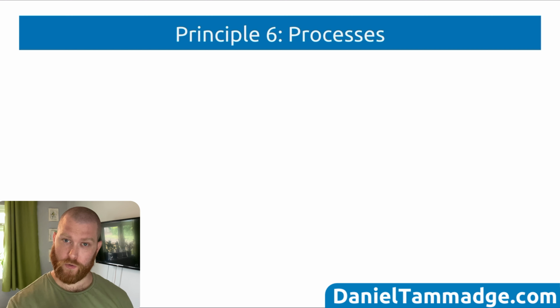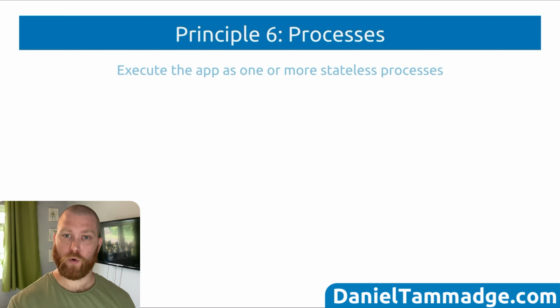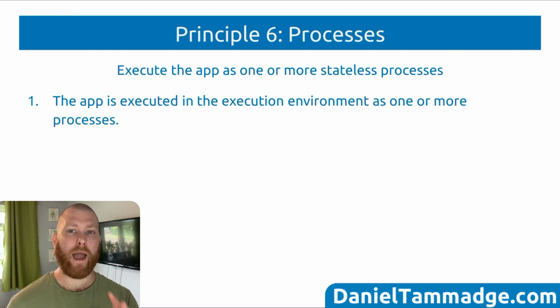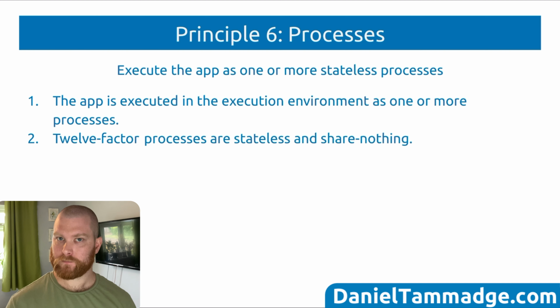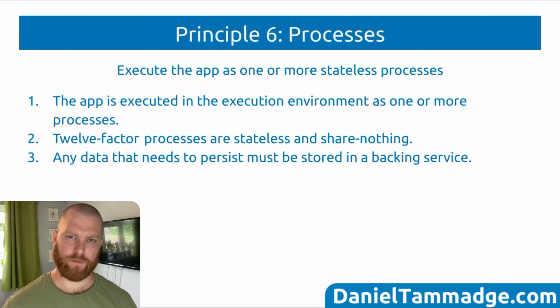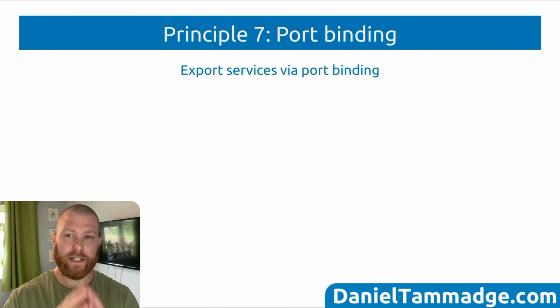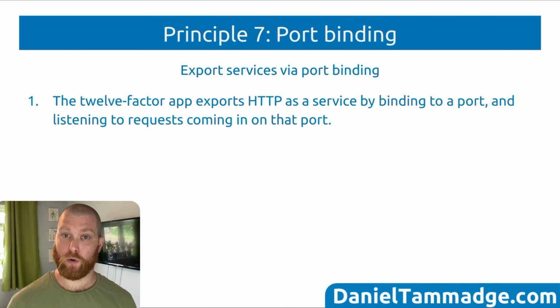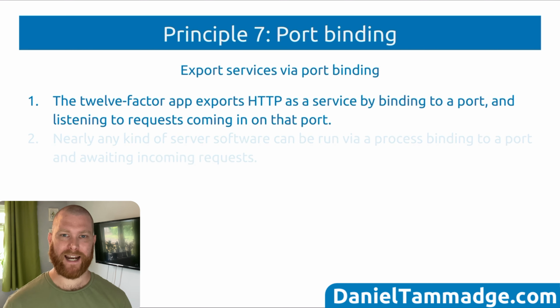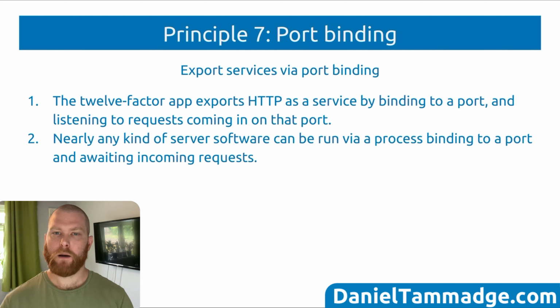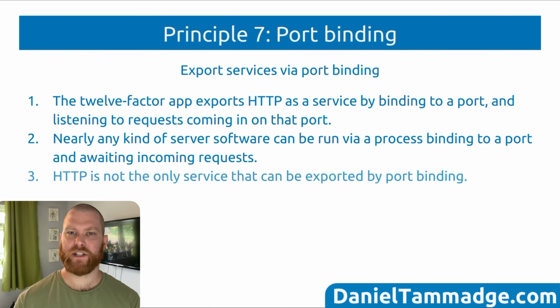Principle 6, processes. Execute the app as one or more stateless processes. This principle emphasizes the importance of using stateless processes which are easy to scale and maintain. By using stateless processes, developers can ensure that software will work consistently regardless of the environment it's running in. Principle 7, export services via port binding. This principle emphasizes the importance of using port binding, which allows services to be accessed through a well-defined API. By using port binding, developers can ensure that services are consistent and easy to manage.